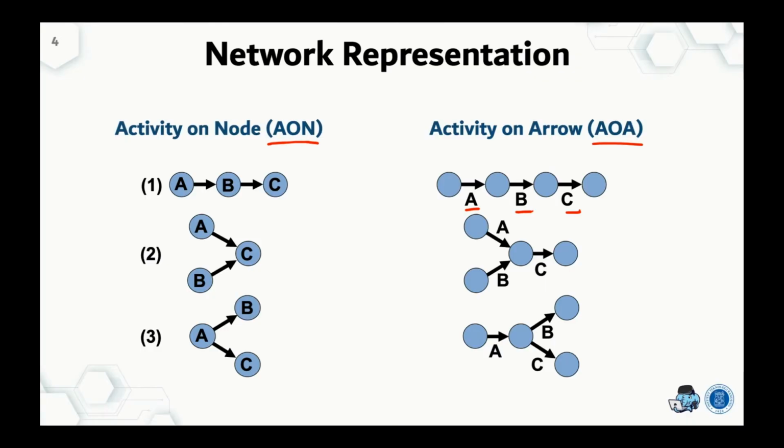Number 2 is also the same. When we have a situation like this, where activities A and B must precede activity C, in activity on arrow it becomes like this. And the third one, the situation is like this. This is the representation in activity on arrow.